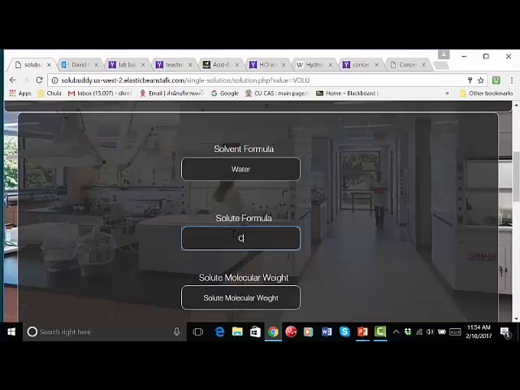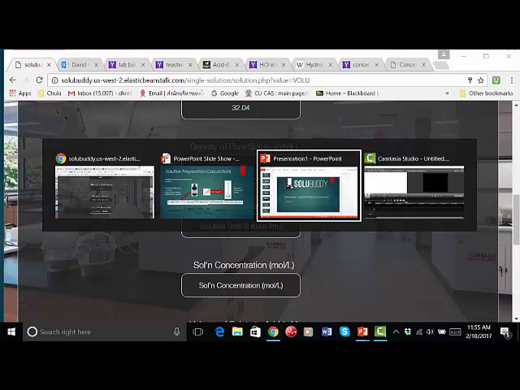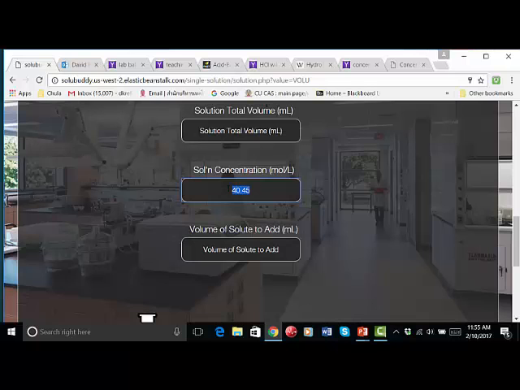Solute formula. I'm going to add methanol, 32.04 grams per mole. Another comment on the fly here. You see, density of pure solute, which we're going to get to in a split second, has units, grams per mL. For completeness, parallel structure, solute molecular weight should have units, grams per mole. Anyway, back to the density, 0.792 grams per every milliliter. Total volume, forget that number. Oops, it was 40.45. Oh, wrong field.